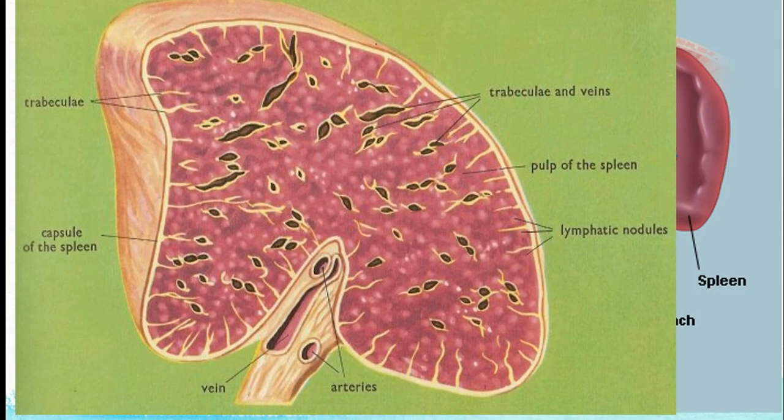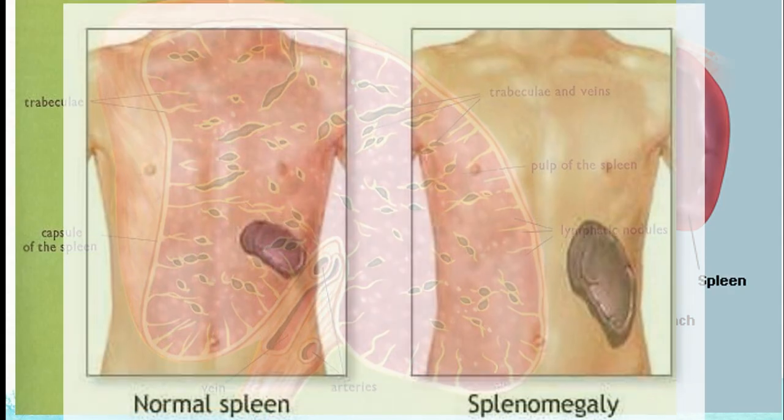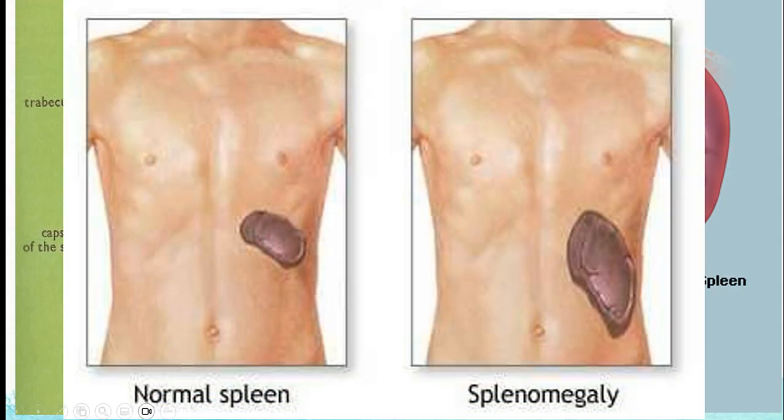And here's the internal tissue. Once again, we have trabeculae giving it some sort of structure on the inside. We have our red pulp and our white pulp. Okay, so very, very vascular. Oh, here's a normal spleen right there. See seatbelt, boom, like that.